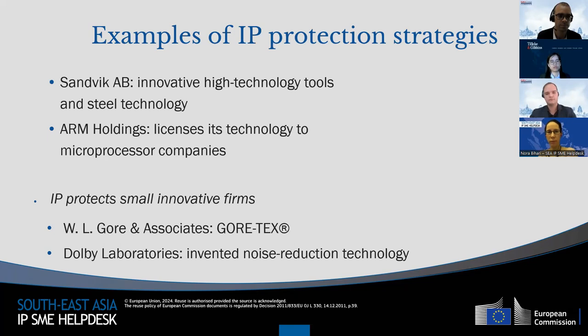The second one is ARM Holdings. It's a British multinational semiconductor and software company which earns licensing royalties from energy-efficient microprocessors which it developed but does not manufacture.